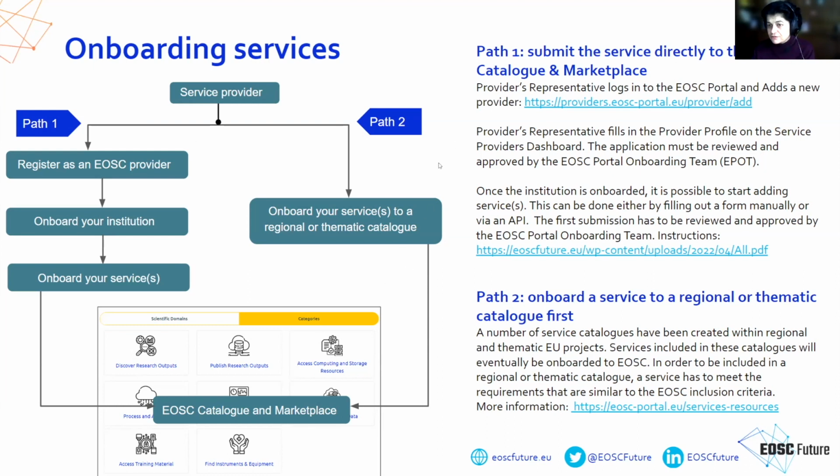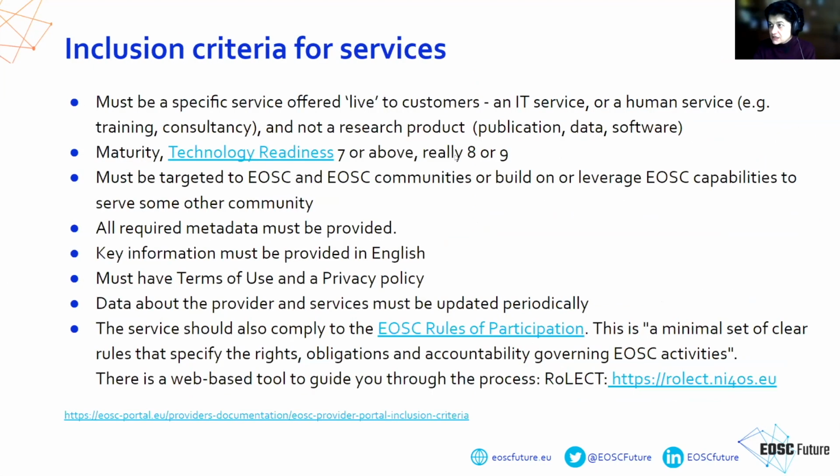So you see this difference between research products and services. It's present throughout the portal, in the way the metadata look, in the way the procedures apply. That's it. So inclusion criteria for services, because the research products are harvested, so there are no separate inclusion criteria. OpenAIRE as a provider has to meet some criteria.